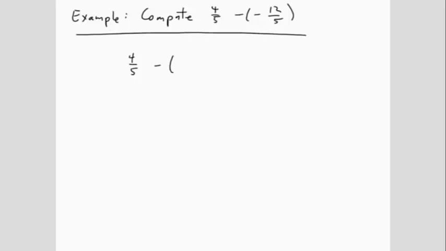Example, compute 4/5 minus -12/5. Take a moment and see if you can recall how to work with subtracting a negative. Subtraction can be written as addition of the opposite. So 4/5 minus -12/5 is equal to 4 fifths plus the opposite of negative 12 fifths, which is a positive 12 fifths. And then we do the calculation. 4 fifths plus 12 fifths is 16 fifths.